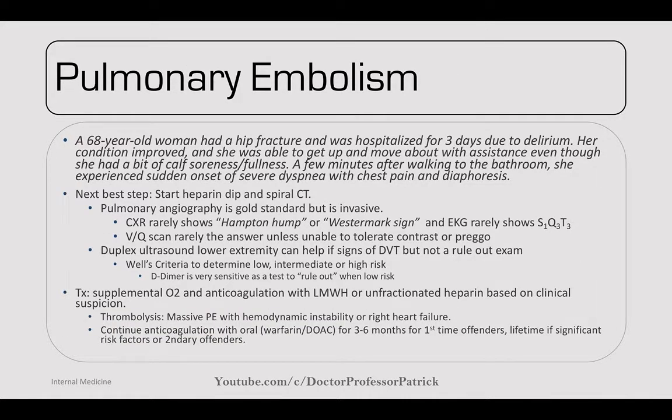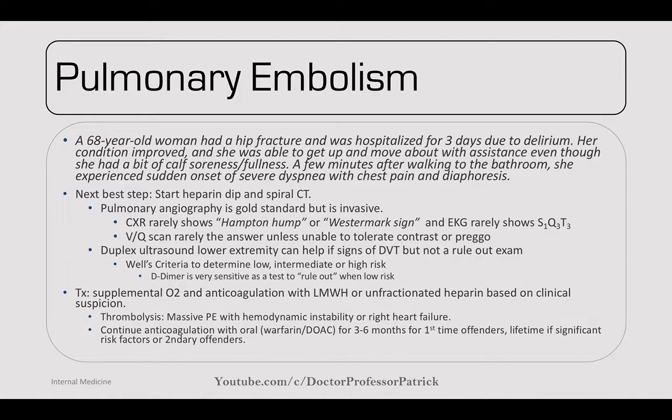So now a pulmonary embolism. We have a 68-year-old woman with a hip fracture who was hospitalized 3 days ago due to delirium. Her condition improved and she was able to get up and move about without assistance, even though she had a bit of calf soreness. A few minutes after walking to the bathroom, she experienced sudden onset dyspnea with chest pain and diaphoresis. Your next best step here is to start a heparin drip and then to do a spiral CT. So treatment with heparin is before the diagnostic step of CT.